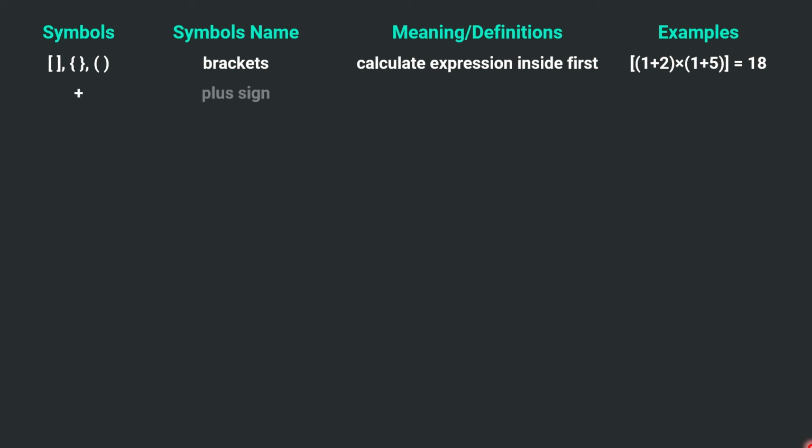Now then we have this plus sign that means addition. So 1 plus 1 is equal to 2. Then we have this dash which is the minus sign. It represents subtraction. So 2 minus 1 equals 1.